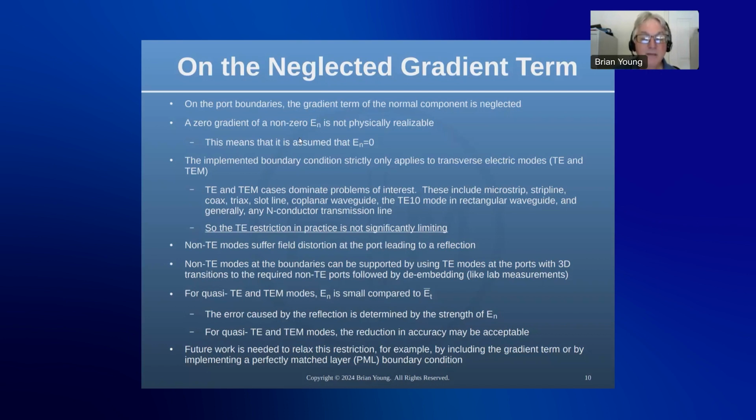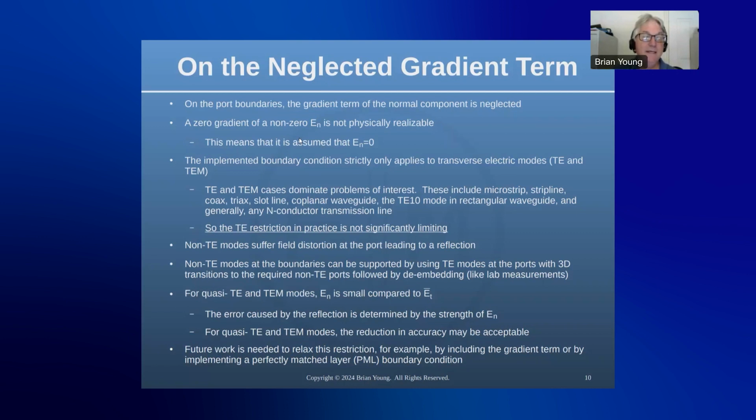From an engineering point of view, the TE and TEM cases dominate what everybody looks at. I'm not sure I've ever seen anybody use anything but a TE or TEM, because these are the kind of practical transmission lines used in real applications like microstrip, strip line, coax, triax, slot line, coplanar waveguide, rectangular waveguide, and generally any n-conductor transmission line. So in practice, the TE restriction is not significantly limiting. So I'm not expecting this to be a problem.